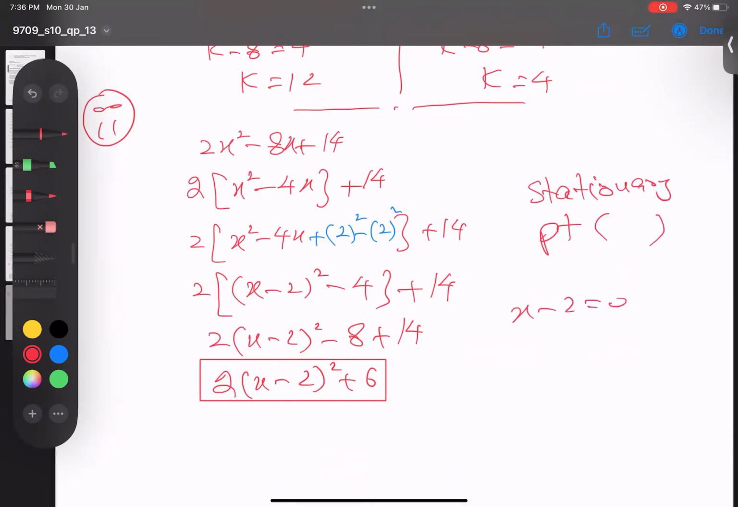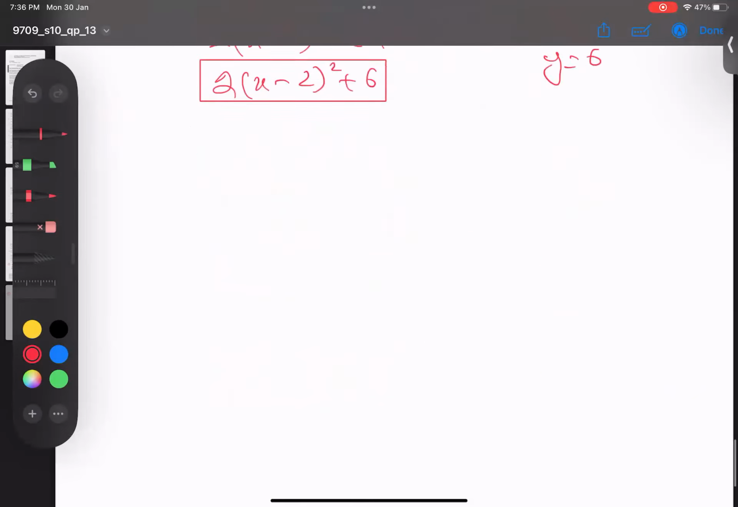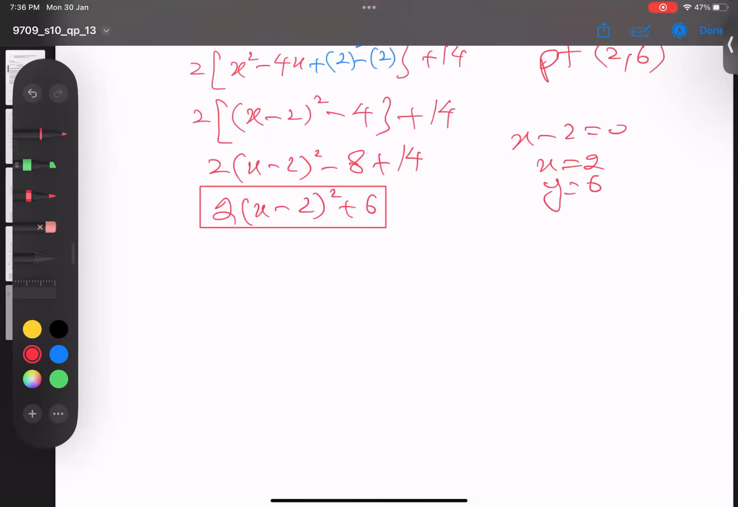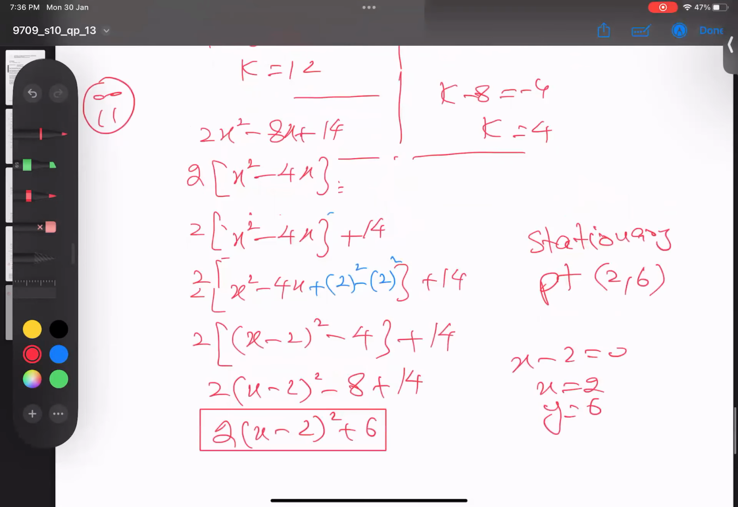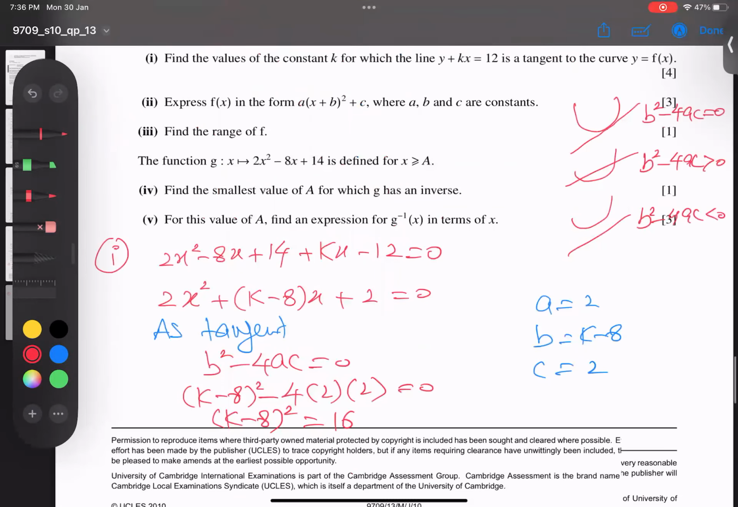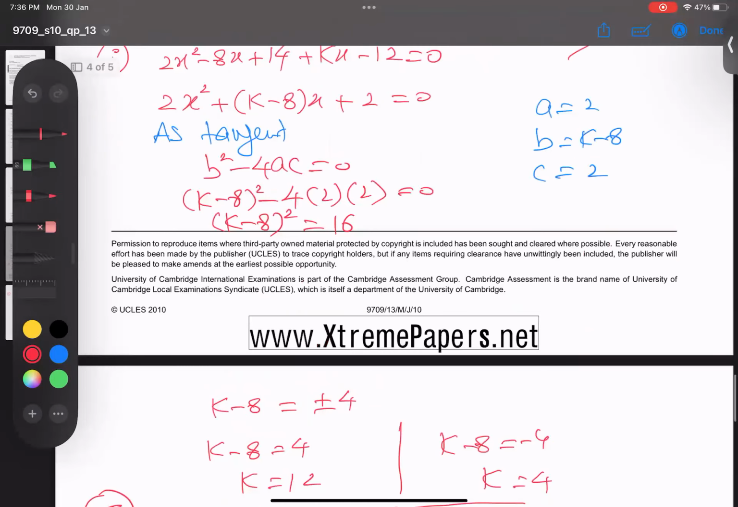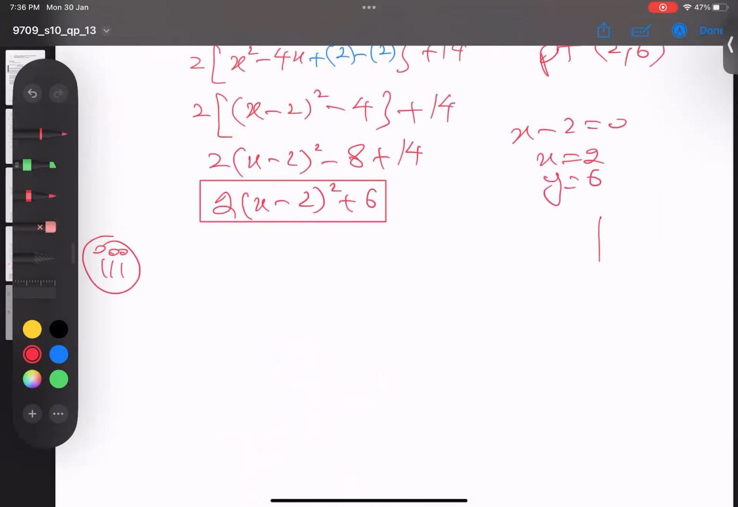I got x equals 2. So 2 comes, and the number outside, including sign, is the y coordinate. This is very important to find, otherwise we can't find the range. Range is the third part. How to find the range, I show you a rough diagram. It means x is 2, y is 6, somewhere here, 2 and 6, and this is a minimum point.